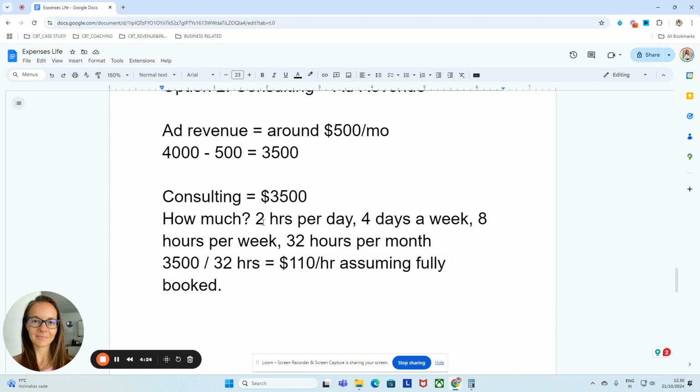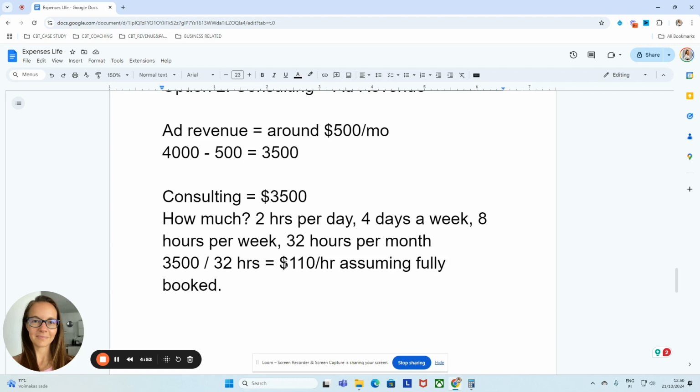I could consult 2 hours per day. I could do 1 hour when my daughter was in daycare in the morning, and then I could do 1 hour in the evening when she was asleep. So I was averaging about 2 hours per day, but I only wanted to do it Monday through Thursday because her schedule with daycare was different on Friday, and also the weekend nights are for my family. So I was going to do 4 days a week, and that would be 8 hours per week and 32 hours per month.